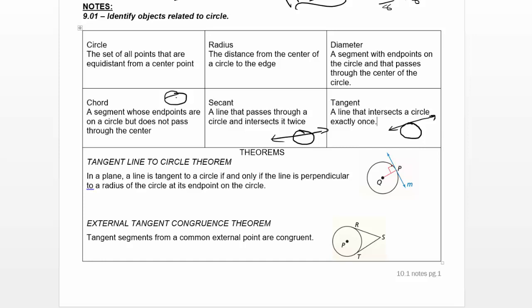Vice versa, if you construct a tangent, then it is forced to be a right angle to the circle. Or if you construct a right angle, then you make a tangent. It works both ways.